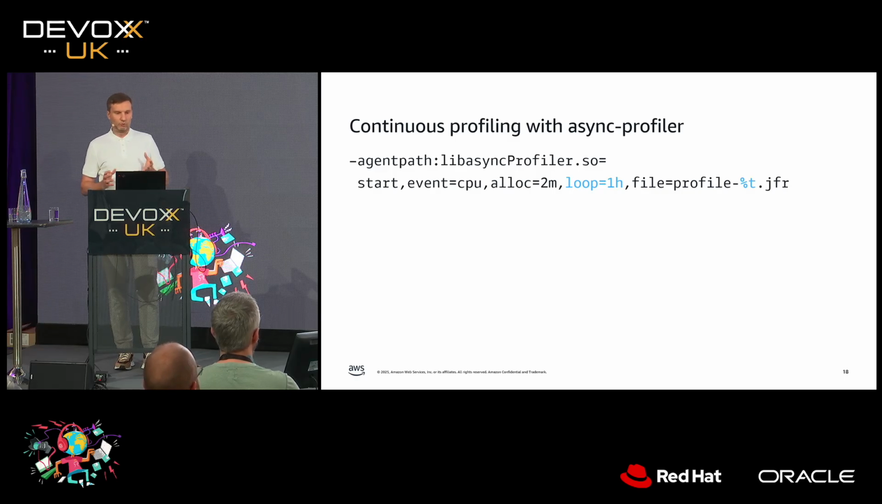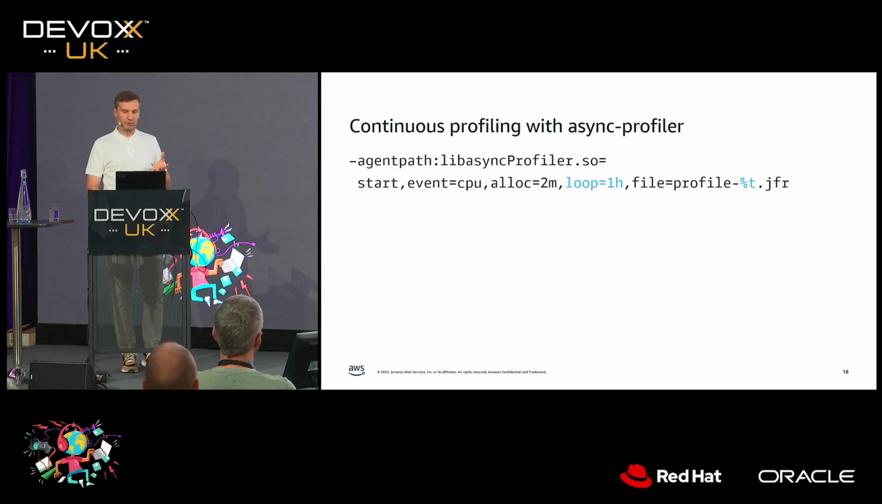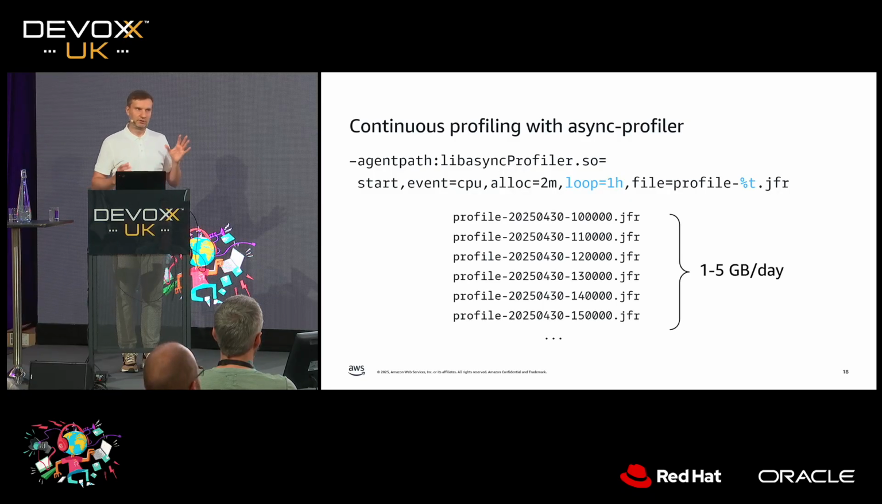Actually, Async-profiler already has a built-in option for running the profiler continuously. Like if you add the loop option, it will restart profiling every 1 hour and produce JFR recordings with a given pattern. For a reasonably large application, all these files can take up to several gigabytes per day. How to analyze all these files?